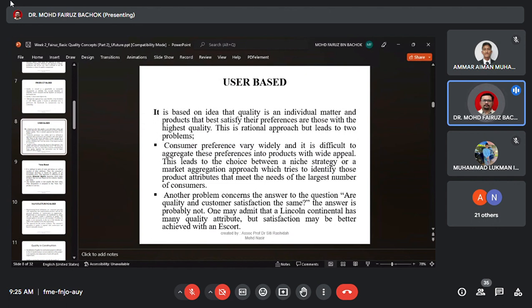Another problem is to answer the question: are quality and customer satisfaction the same? The answer is probably not. One may admit that a product has many quality attributes, but some may be better achieved with effort. Some users feel that more attributes means quality rather than performance. But some customers feel differently: even though there are fewer attributes, if it has good performance, then the product is a quality product.